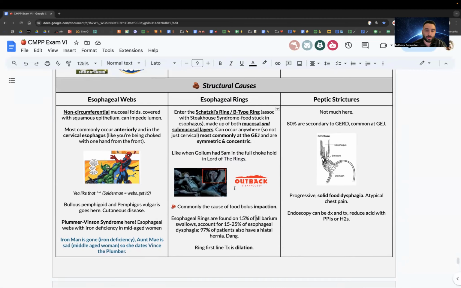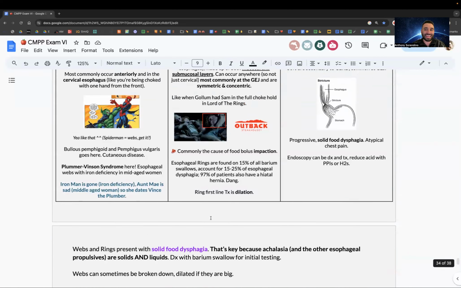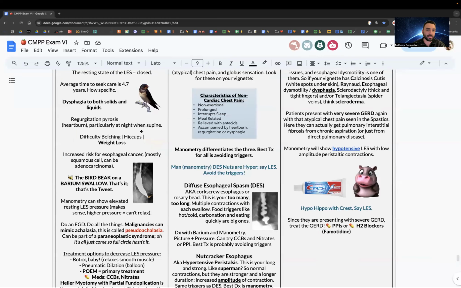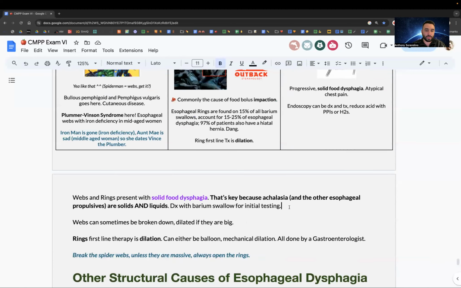And let's talk about treatment for these. So webs and rings, here's an important thing. They present with solid food dysphagia. If it's solid and liquid, it's probably not webs or rings. It's probably going to be achalasia. So if you see that on a vignette, solid food dysphagia is a big one here.